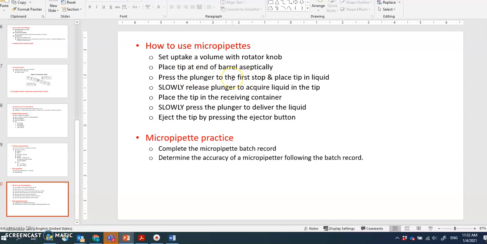So when you press it, that means there's a spring inside the pipette that is being pressed. And when it's pressed, and then you release it, the vacuum suction will take place at the tip. It's going to draw in the liquid. So that's important to understand.